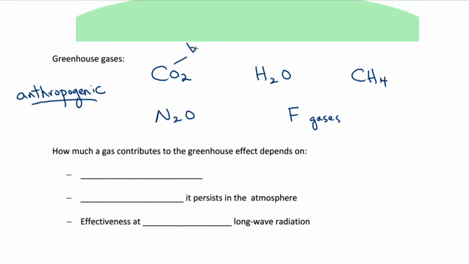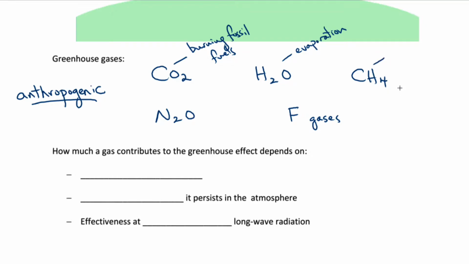Carbon dioxide comes from burning fossil fuels, and that's done for energy for transport and for electricity and for other purposes. Water vapor comes from evaporation, and so there's a bit of a positive feedback effect here in that if you have more warming, you'll have more evaporation and then more water vapor, which will lead to more warming.